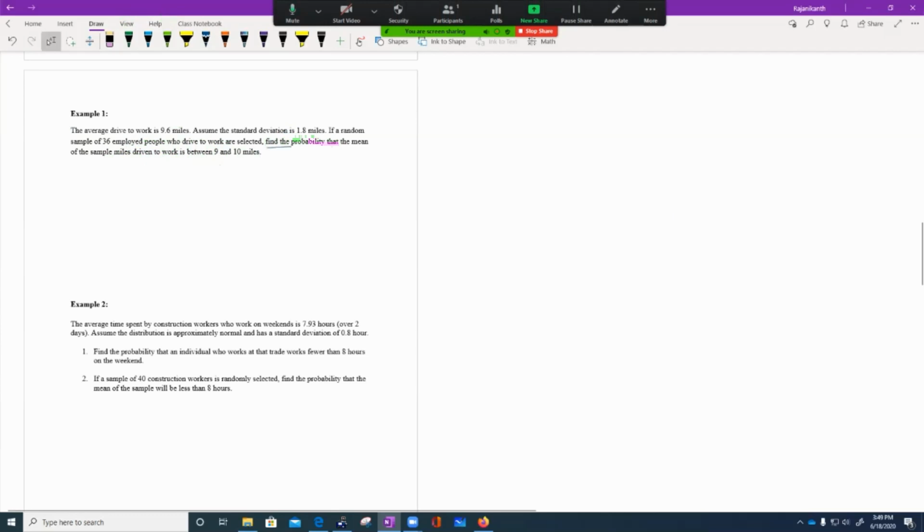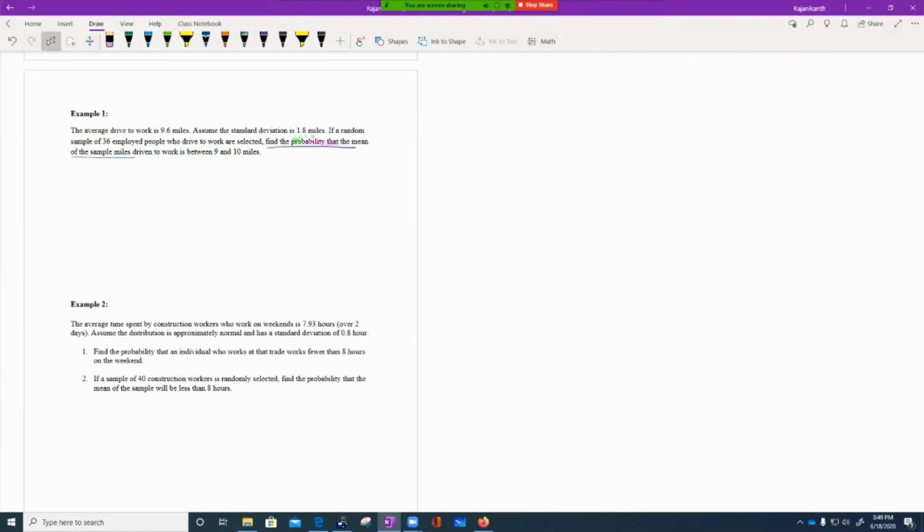You need to find the probability of the sample mean. They are asking us to find the probability that the sample mean x bar will be between 9 and 10 miles. This is what they are asking us to find out. So what is x bar here? X bar is the variable that is the mean of your sample miles.